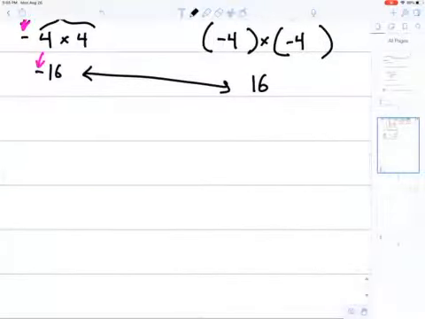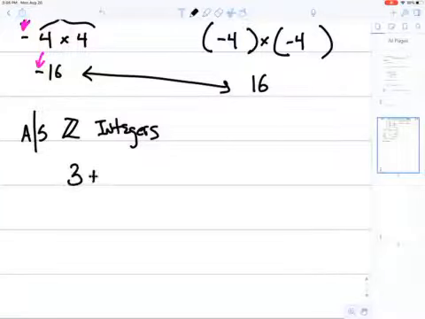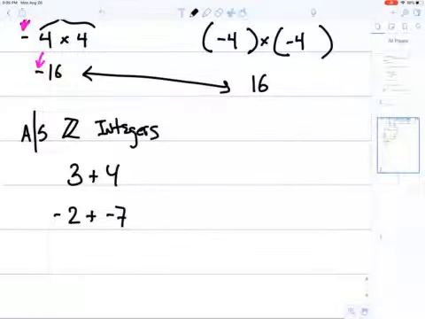Now, next piece. When we deal with adding or subtracting integers, this capital Z that I made, that's another thing for integers. If you prefer the spelling, there it is. Now, when you're adding integers, let's say you're adding 3 plus 4 or -2 plus -7, the rule generally is if the signs are the same, you add. So in this case, I'm going to go ahead and add because the signs are the same.